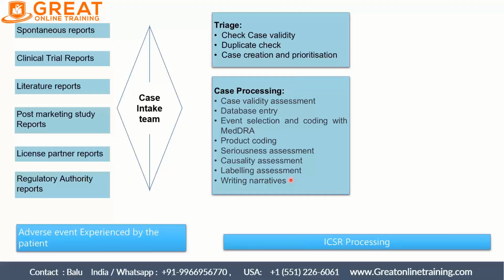And the next and important part in case processing is writing the narrative. Narrative writing is an important part of the pharmacovigilance process, where we provide a summary of information about the patient, what happened at that particular time. This summary will be submitted to the regulatory authority. We have standards set by the ICH, the International Conference on Harmonization, on how to write these narratives, which again I'll explain in the later slides, about writing narratives and what points we need to consider to write the narrative.